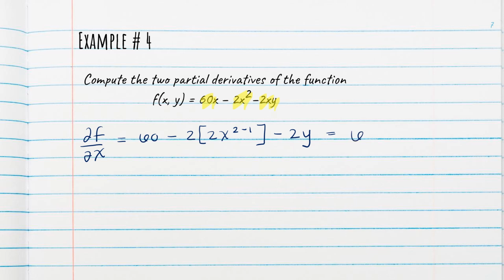We can simplify this. We have 60 minus 2 times 2 is minus 4. X to the 2 minus 1 is just x, minus 2y. Now we can move on and we can compute the partial derivative of f with respect to y. Erasing my highlighting, let's identify which terms have a y in them. First term doesn't, second term doesn't, but the third term does have a y.